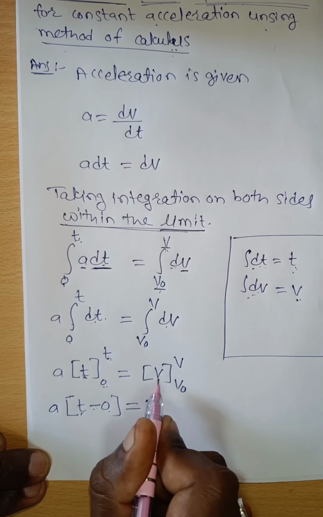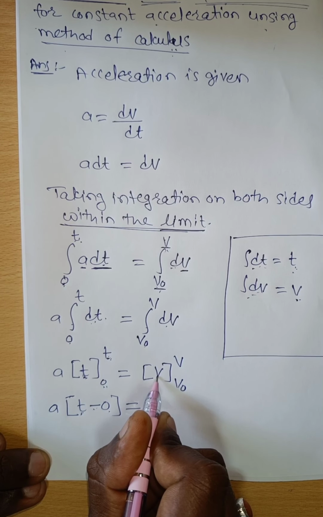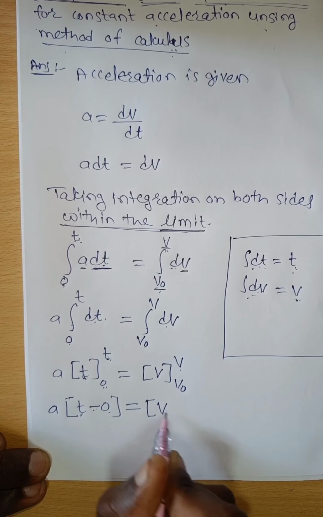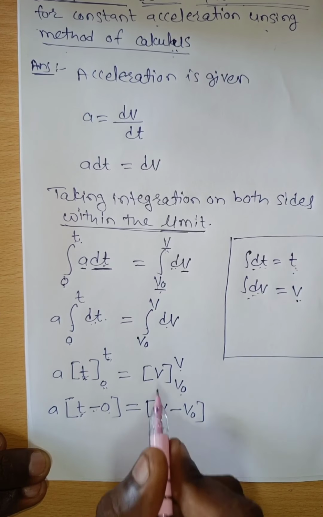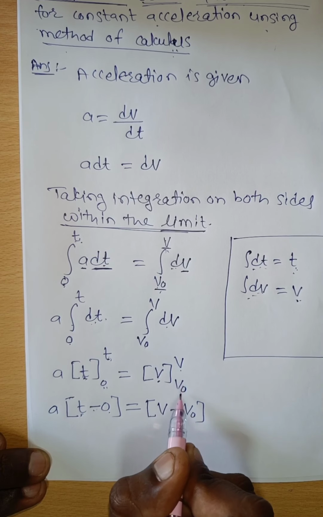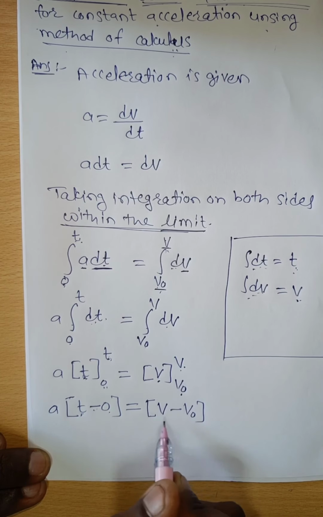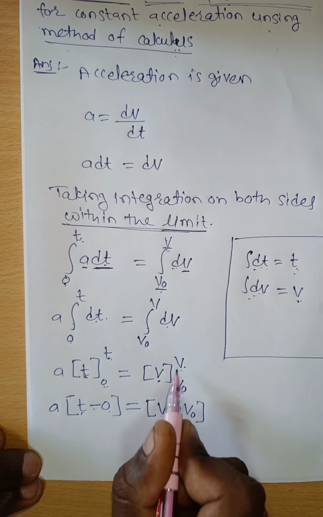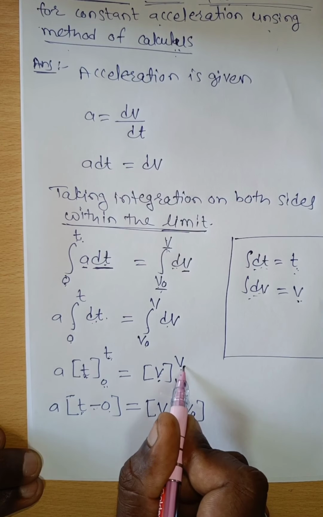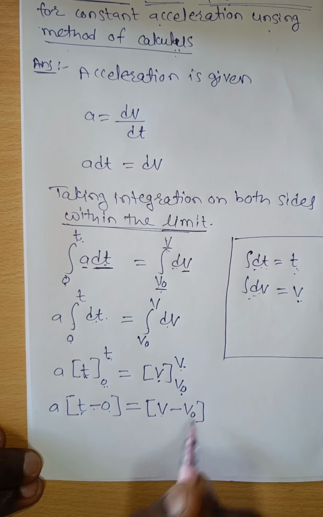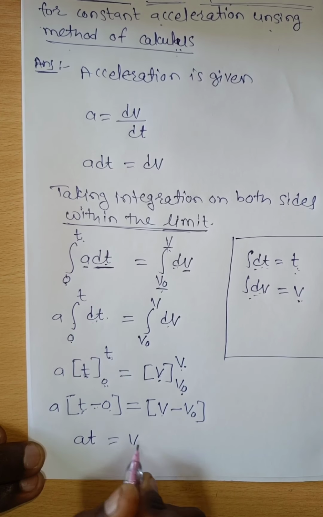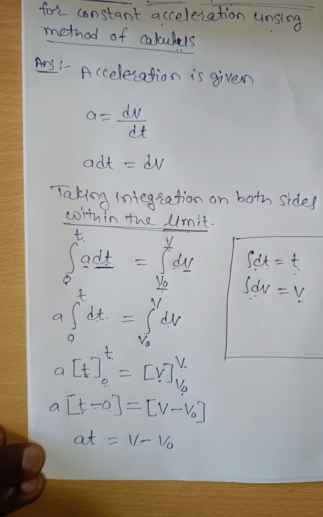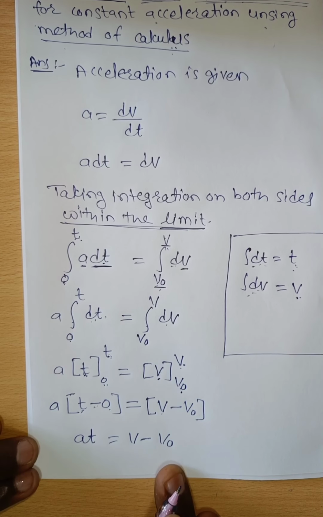Okay, here also the same. In place of v, first the upper limit. What is the upper limit? v, minus what is the lower limit, v naught. Therefore v having the limit v naught to v is v minus v naught. First put the upper limit, then minus the lower limit. Okay, then this is at is equal to v minus v naught.